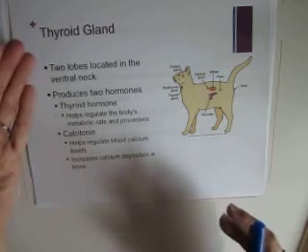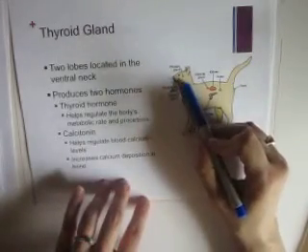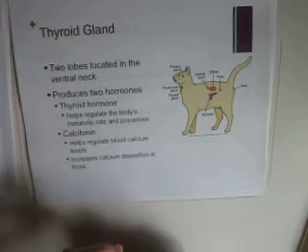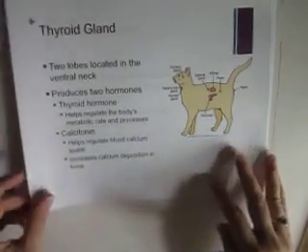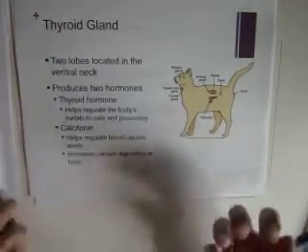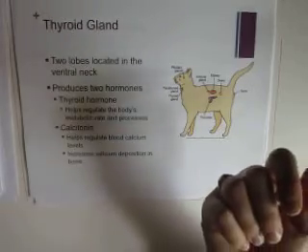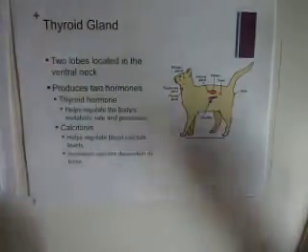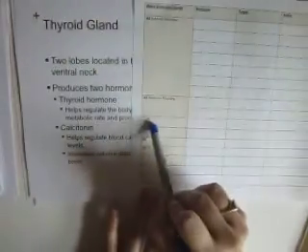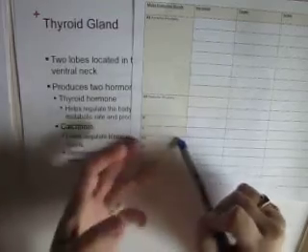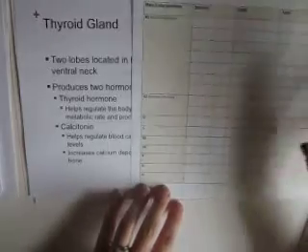Alright, now we're going to move on to another major endocrine gland, the thyroid gland. Okay, thyroid gland being right about here. The 2 lobes are located on the ventral neck. They produce 2 hormones, the thyroid hormone, which helps regulate the body's metabolic rate and processes, and they also produce calcitonin. So those are the 2 hormones, and you can fill in your chart. I believe C is thyroid, right? And you can fill in your 2 hormones.